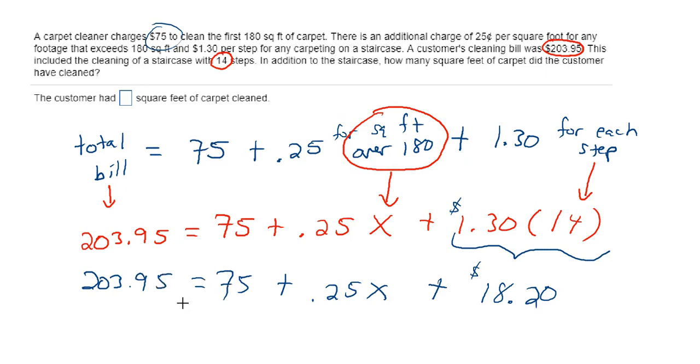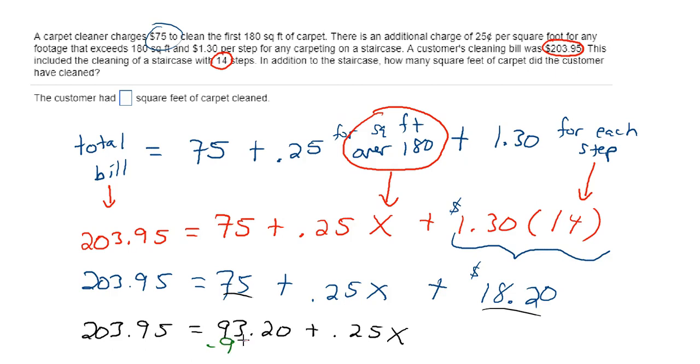And before I start moving things from one side to the other, again, I like to make sure everything's as simplified as possible. We can combine these numbers together. So we have 75 plus 18.20. That's going to give me 203.95 equals, when I add those two numbers together, I'll get, what, 85, and then another 8 would make that $93.20, plus the 0.25x. Now I'm ready to move that number to the other side, so I'm going to subtract the 93.20 over to the other side.